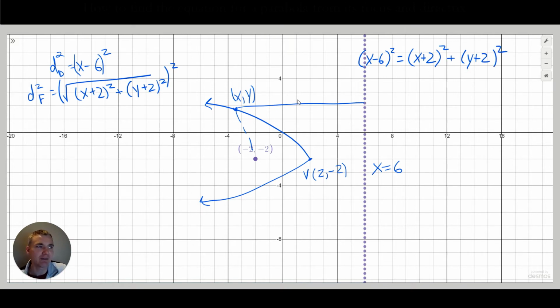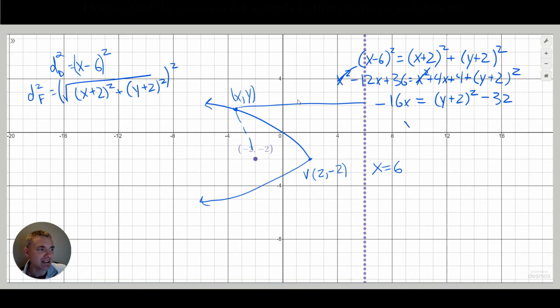Now, in order to solve this, I need to FOIL out (x minus 6) squared and (x plus 2) squared. If I do that, I get x squared minus 12x plus 36, and x squared plus 4x plus 4. I don't have to worry about the (y plus 2) squared; I can just leave it as it is. Well, now my x squareds cancel out. I can move all my x's over here. I get -16x. I'm going to move my 36 to this side, and I'll get (y plus 2) squared minus 32, because 4 minus 36 is -32.